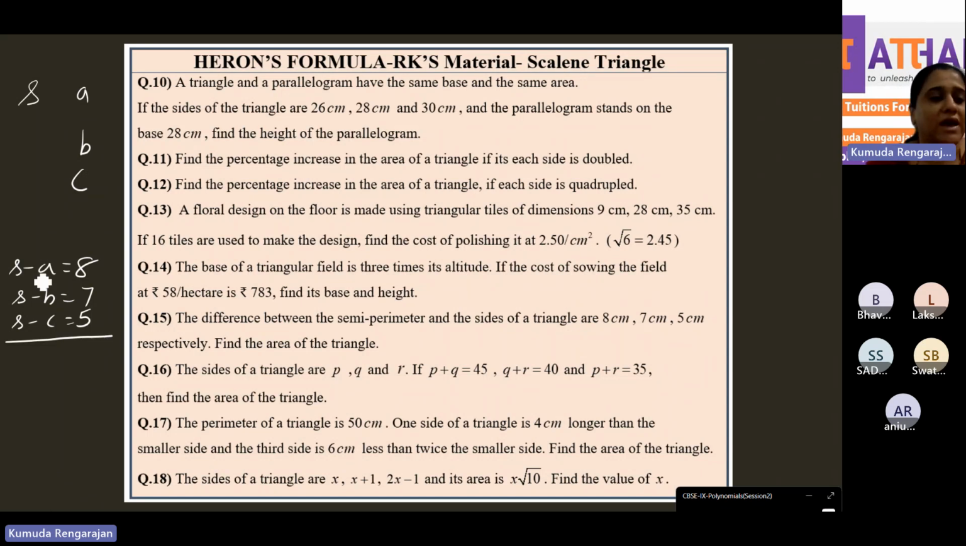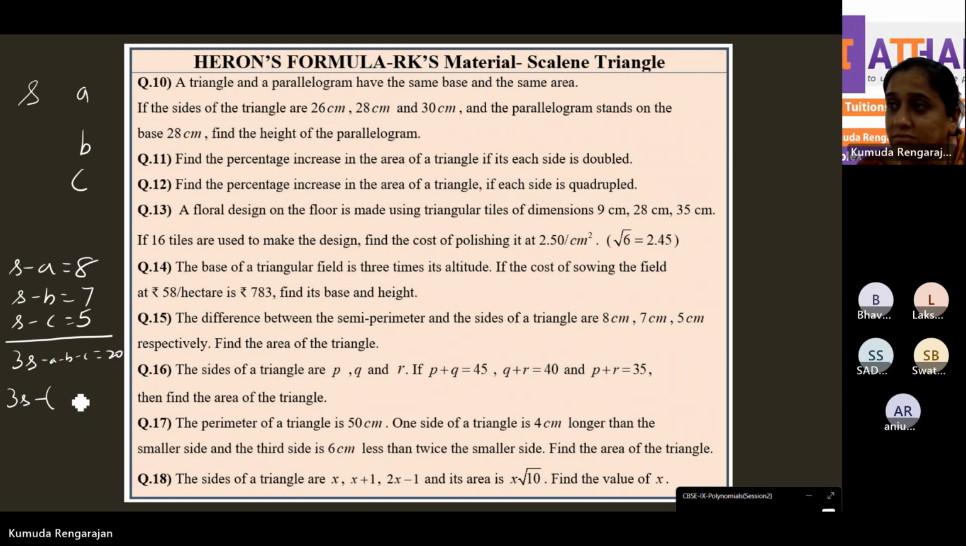Add these three equations. S plus S plus S is 3S. Minus A minus B minus C is equal to, add, how much? 15, 20. Now 3S, take out minus common. What will you get in the bracket? A plus B plus C. A plus B plus C is equal to 20. Now 3S minus, what is A plus B plus C? It's 2S.